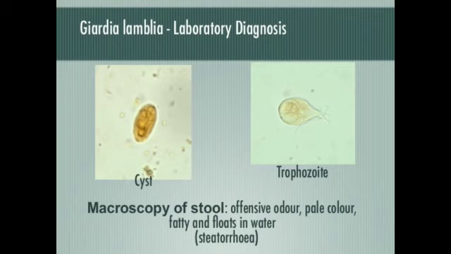Then on microscopic examination, we will see the cysts and trophozoites in the diarrheal stool by saline and iodine wet mount preparation. Often multiple specimens need to be examined, and concentration techniques like formal ether or zinc acetate can also be used. In case of asymptomatic carriers, we can see only the cyst, not the trophozoite. So that is all about the microscopic examination of Giardia Lamblia.